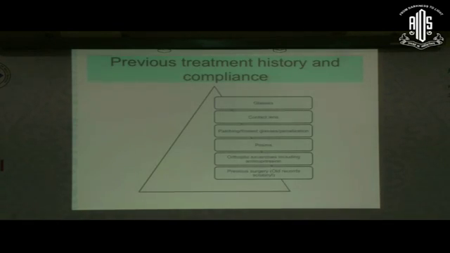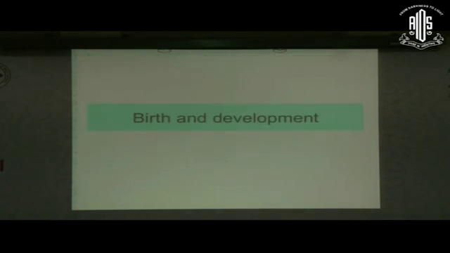You want to know history of previous treatment and compliance with previous treatment. We advised 2 hours of patching. The parent says the child removes it in 15 minutes. Then you're not going to advise patching again. You've got to think of something else. So you want to know, does the child wear glasses, contact lenses? How is the compliance with patching, frosted glasses, penalization? Was there use of prisms? Any orthoptic exercises? Previous surgery, old records, definitely need to be looked for.